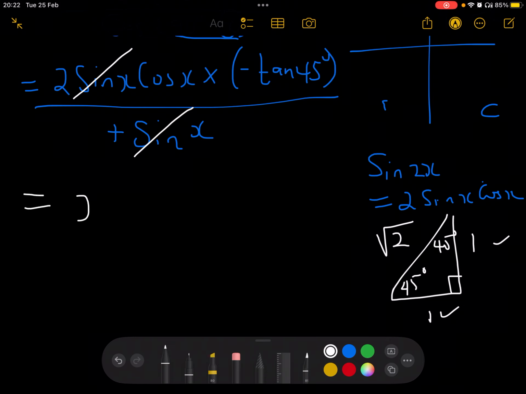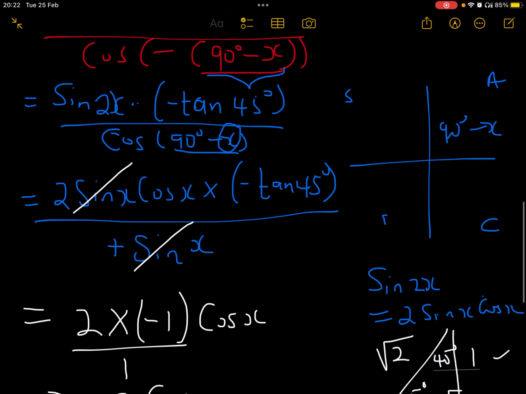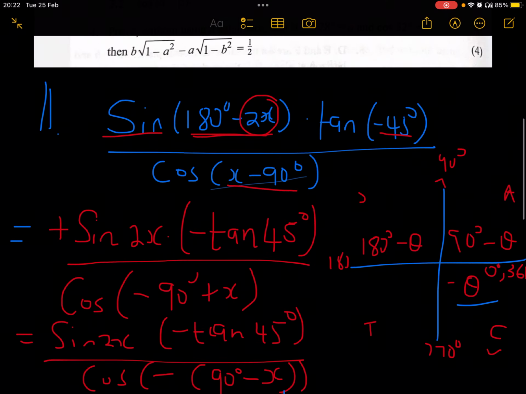Therefore, this becomes 2 times a negative 1 over 1 all over a 1, which is equal to, oh, I forgot the cos here, with a cos x, which becomes negative 2 cos of x. That's our number 1.